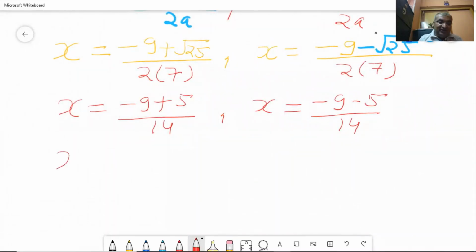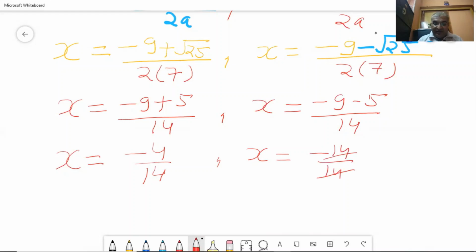And finally we are coming to the answer. We have got minus 9 plus 5. So we can write it as minus 4 upon 14. And on the other side, you can see that minus 9 and minus 5 are of the same sign, that is both are negative. So it becomes minus 14 divided by 14. It gets cancelled. And finally, we have arrived at the answer. The first answer here is minus 1.